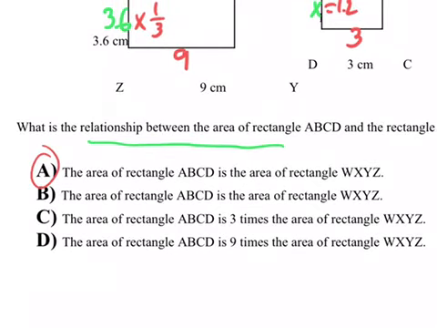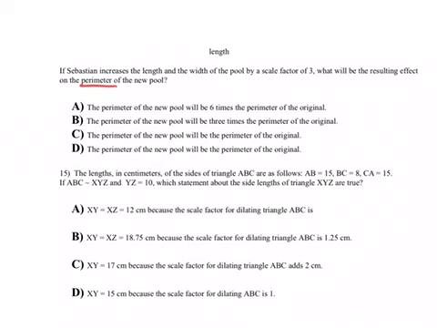So number 14 says if Sebastian increases the length and width of the pool by a scale factor of 3, what will be the resulting effect on the perimeter of the new pool? Well, whenever you're talking about scale factors and perimeter, this only works for perimeter, not for area. If you're doing a scale factor of 3, the perimeter will also be 3 times the perimeter of the original. So the answer is B on number 14.